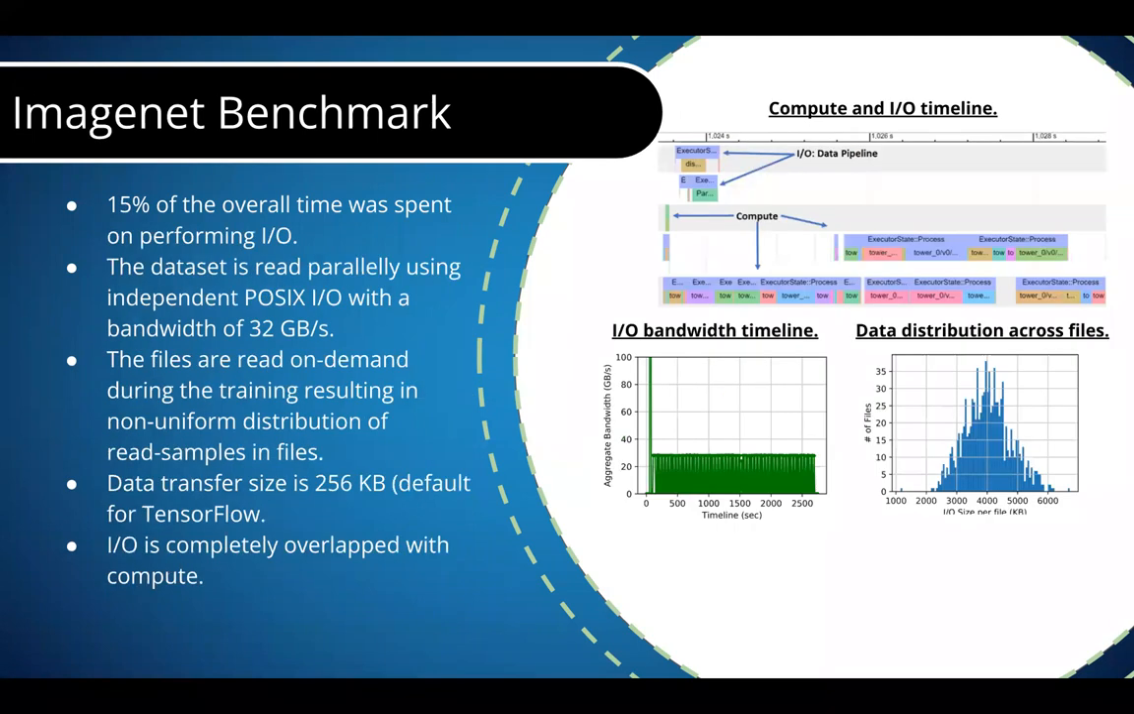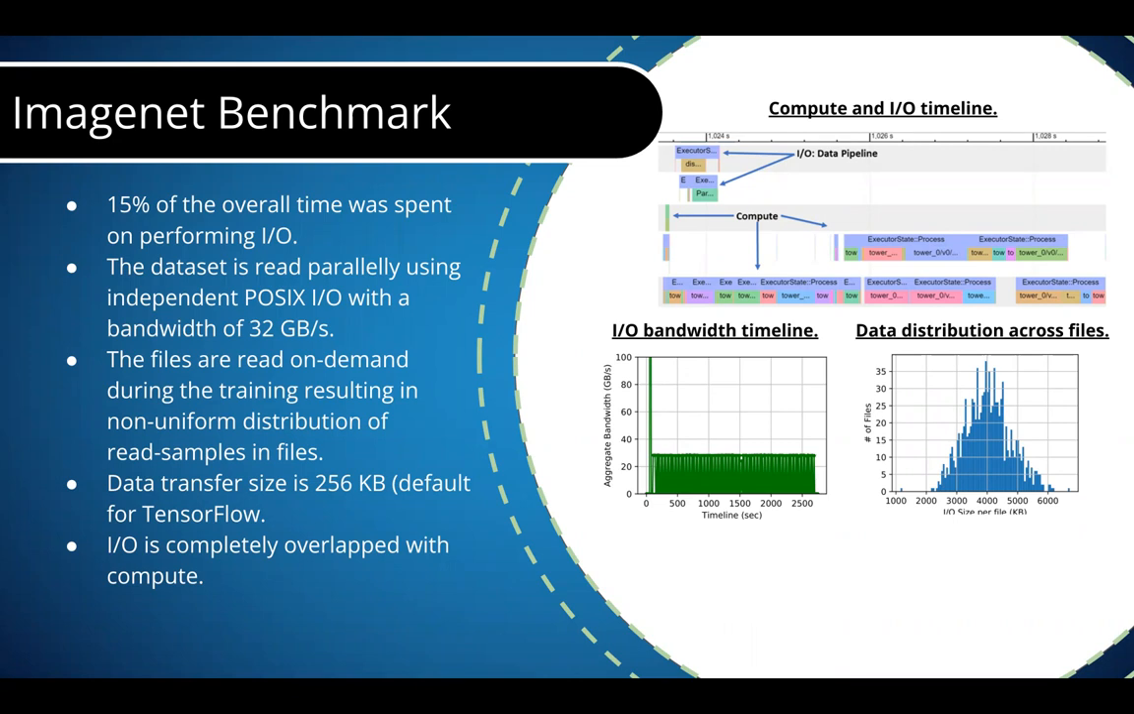The ImageNet benchmark, again similar to the CosmoFlow benchmark, is also written in TensorFlow using TF records. This application spent about 15% of its overall time in IO with an aggregate bandwidth, again, of 32 gigabytes per second. It reads the data set on demand. Unlike the CosmoFlow benchmark, which reads all the data set evenly, it goes based on how many time steps you're reading. So based on the time step, it will read the data set on demand.